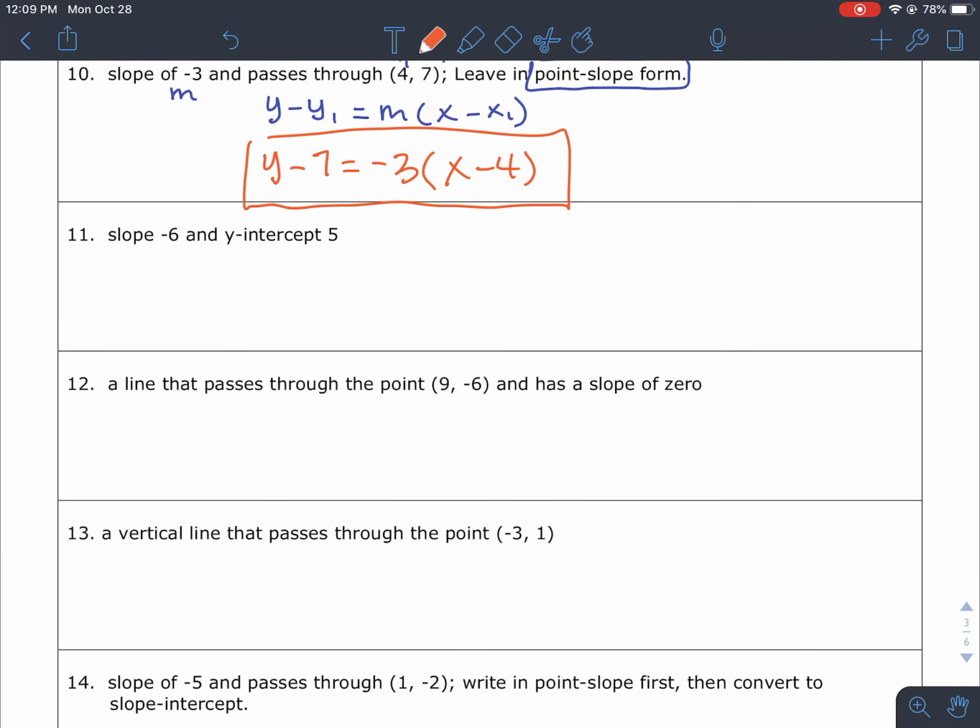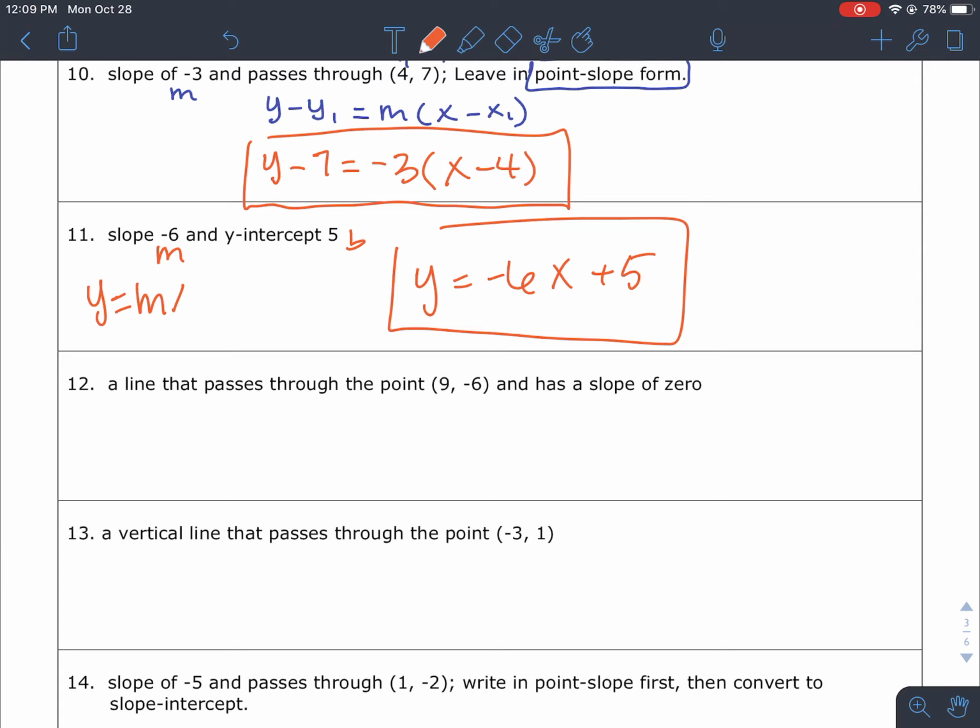11, slope of -6 and a y-intercept of 5. So here I have my slope and my y-intercept, which is my b. So I can go ahead and put these in slope-intercept. So y equals -6x plus 5. And again, I use slope-intercept, so y equals mx plus b.